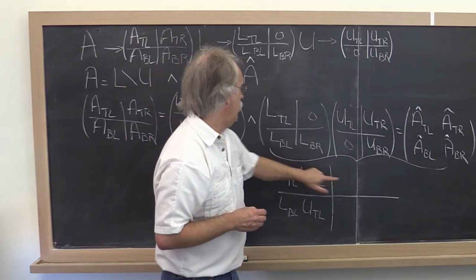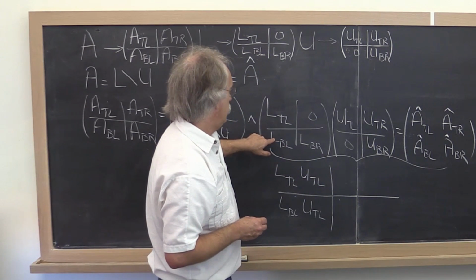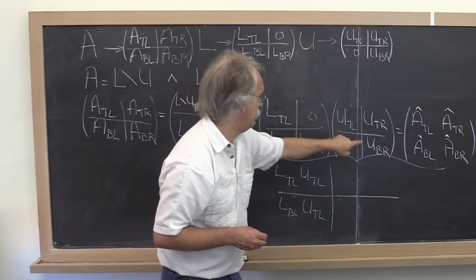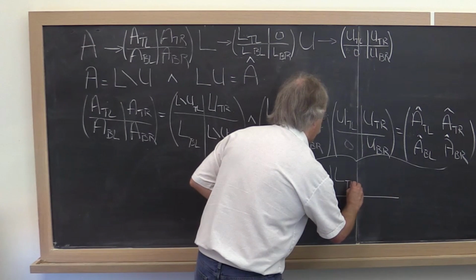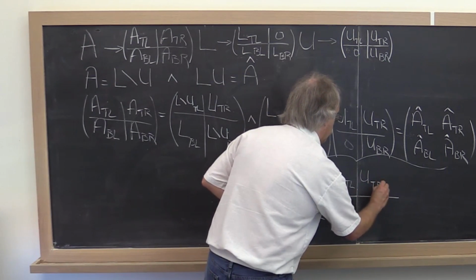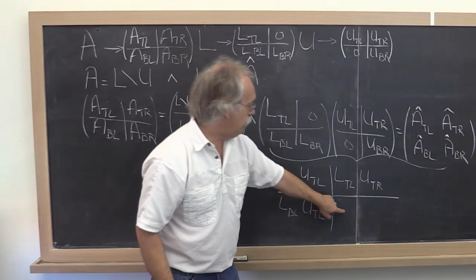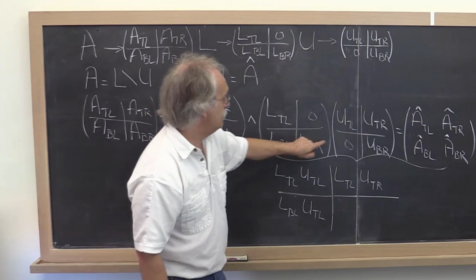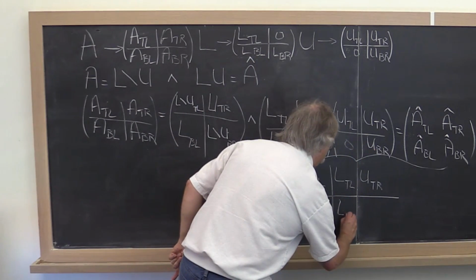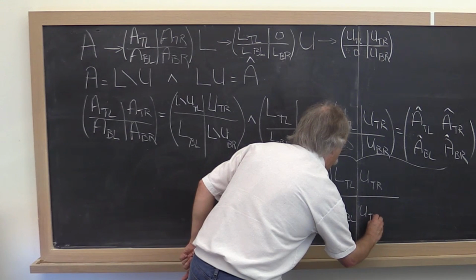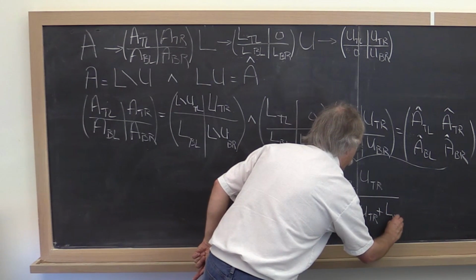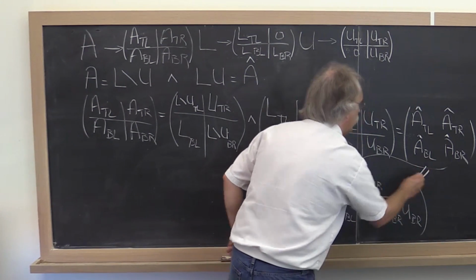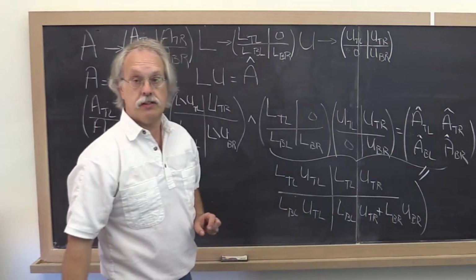And then this quadrant here is this times that plus this times that. That's L top left times U top right. And finally, this bottom quadrant here is a little bit more complicated. It's this times that plus this times that. Which then must be equal to the different quadrants of the original matrix.